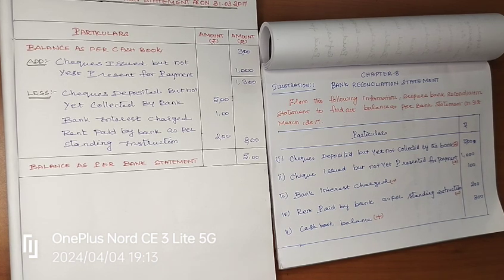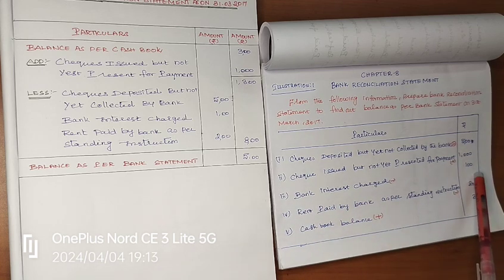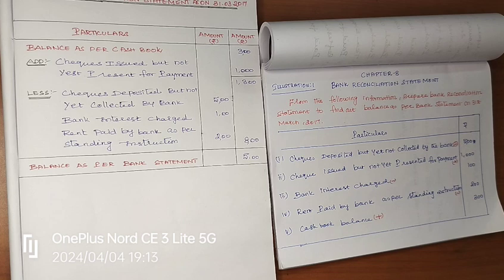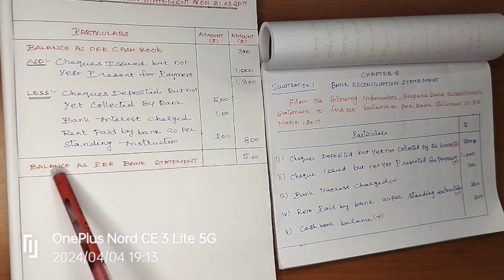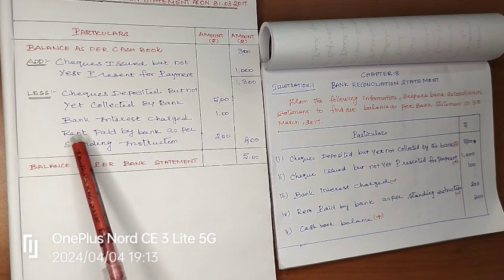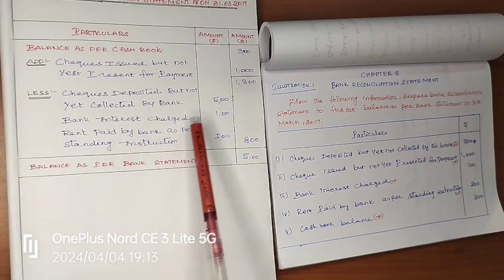The next transaction is bank interest charged, 100 rupees. Say for example, interest is charged on a bank overdraft. That interest will be recorded first in the passbook, so the bank balance will be decreased. So as per the bank balance of the bank statement, we have to subtract that bank interest charged, 100 rupees. So in the subtracted column, we record bank interest charged, 100 rupees.